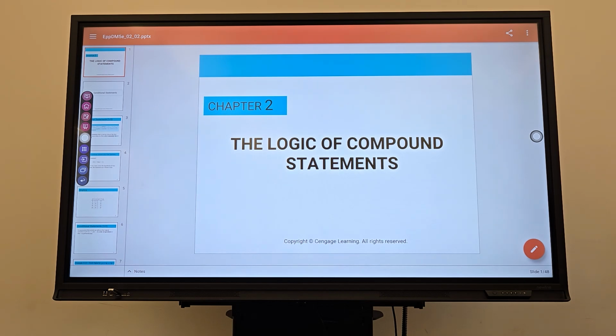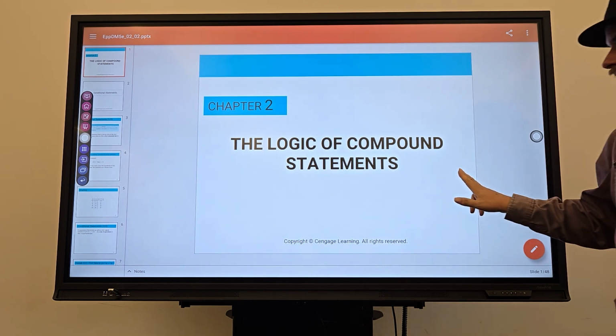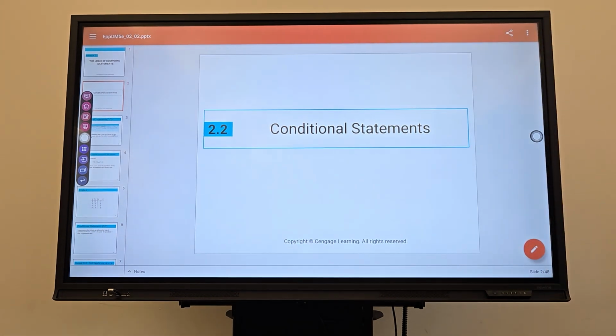Okay, so we're going to get started on Chapter 2, Section 2. This section deals with conditionals and the related treatment of those. This is the section where some people have a hard time wrapping their heads around the concepts. They're not as intuitive as other aspects of logic.